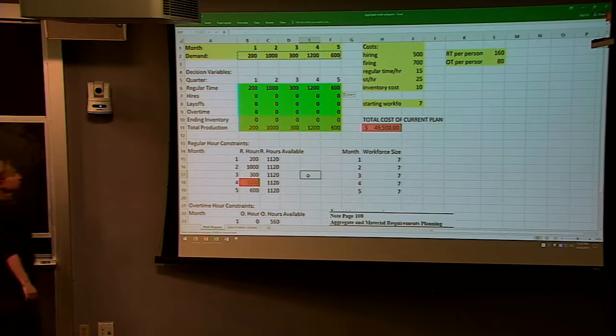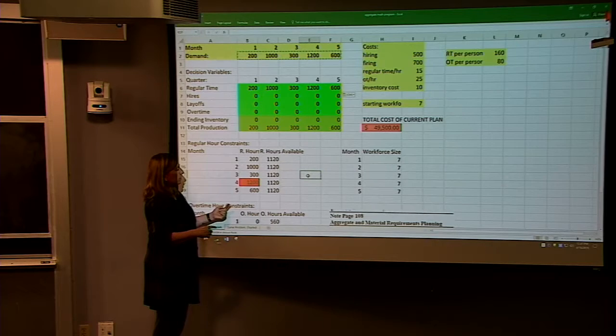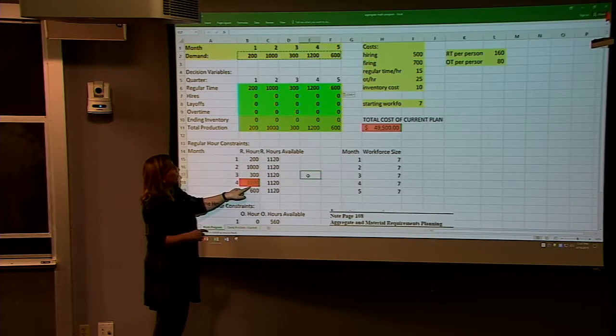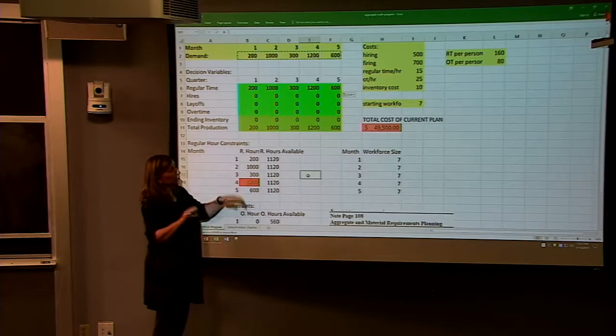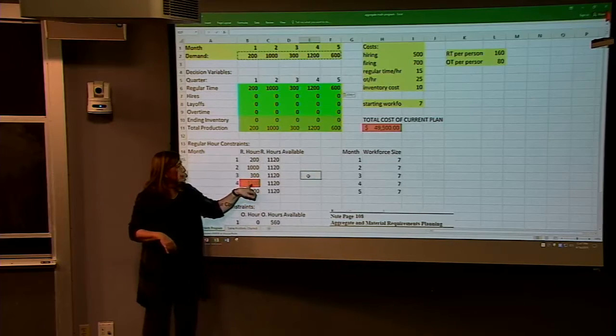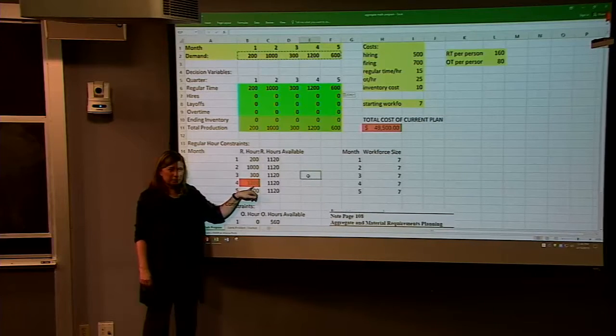And all this stuff recalculated. Matter of fact, a little bit of conditional formatting is warning something here about if you do that regular time. So let me see what the problem is, my idea of, well, let's just work regular time and then let's just produce exactly what we need. That right there, regular time hours, month 4. We don't have enough people to do that. That's what it means. You'd need 1,200 hours.